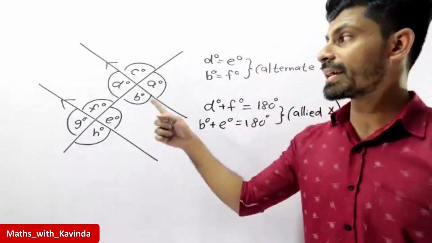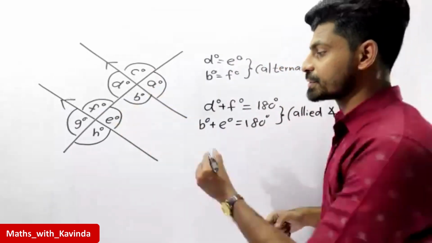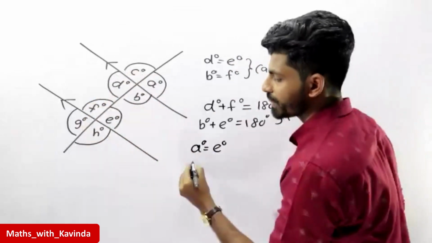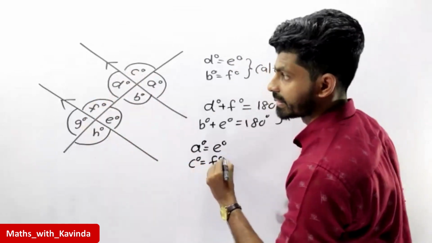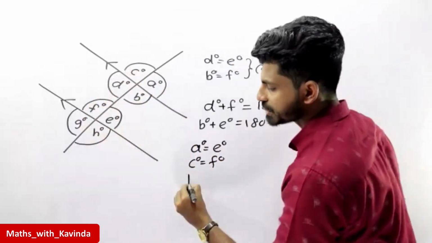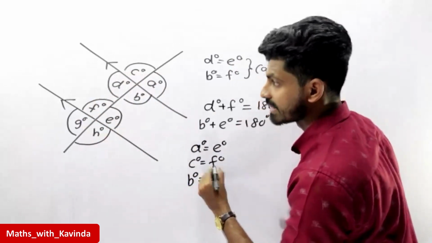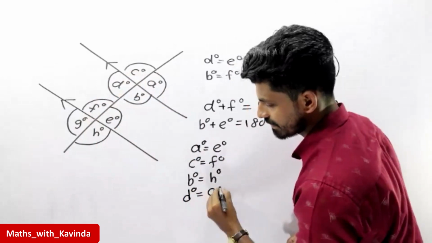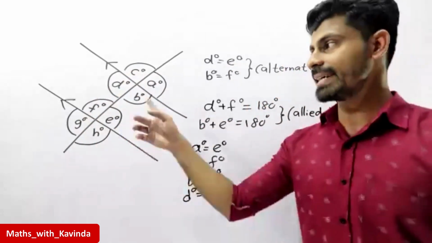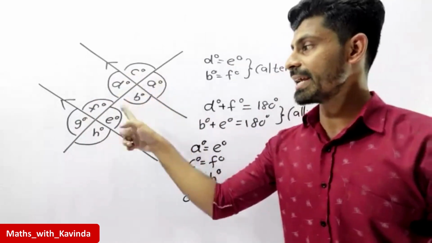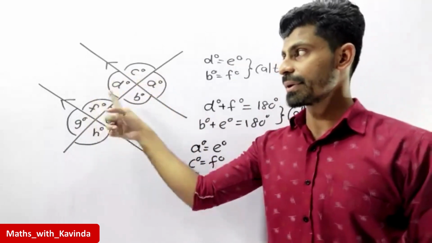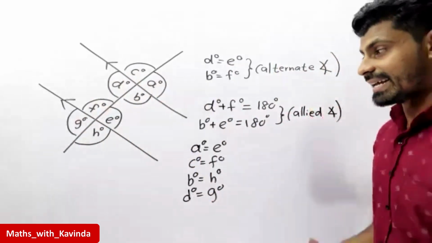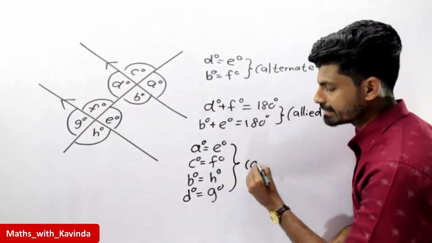Corresponding angles. What are the corresponding angles? A equals E. C equals F. B equals H. D equals G. Those are the corresponding angles.